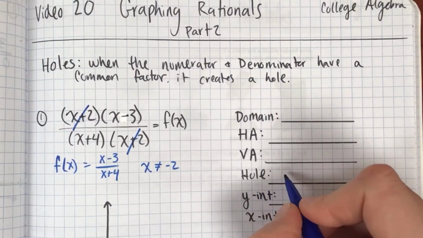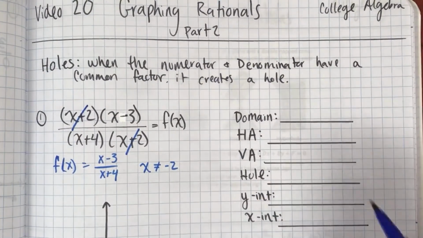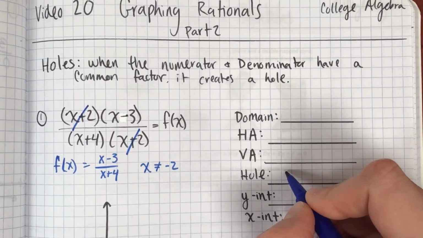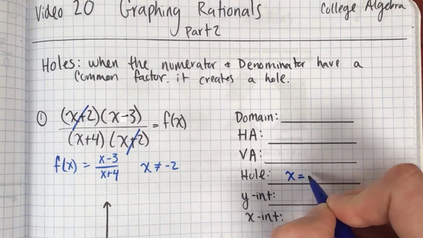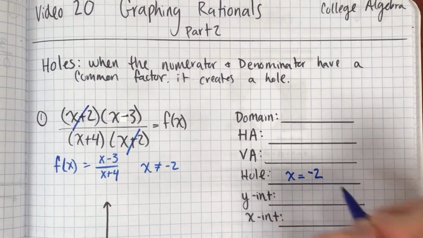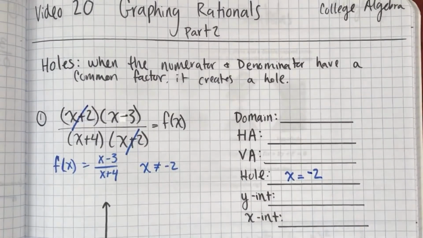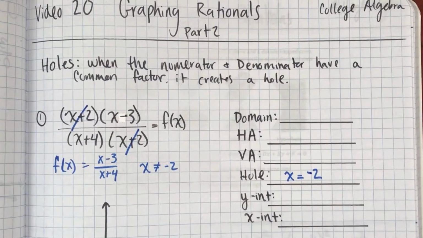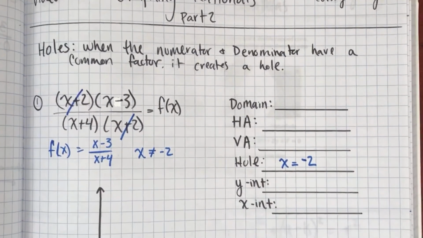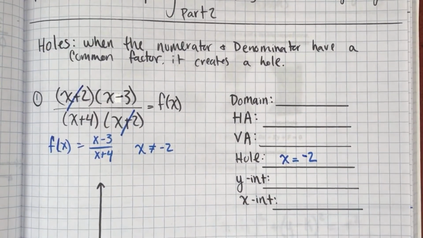So here we can go ahead and fill this part in. We have a hole happening at x equals negative 2. When we graph this, we actually just graph a hole in the graph. Now on your graphing calculator or Desmos, it will not show up looking like a hole, but looking at the table, it will show that it's undefined or does not exist.